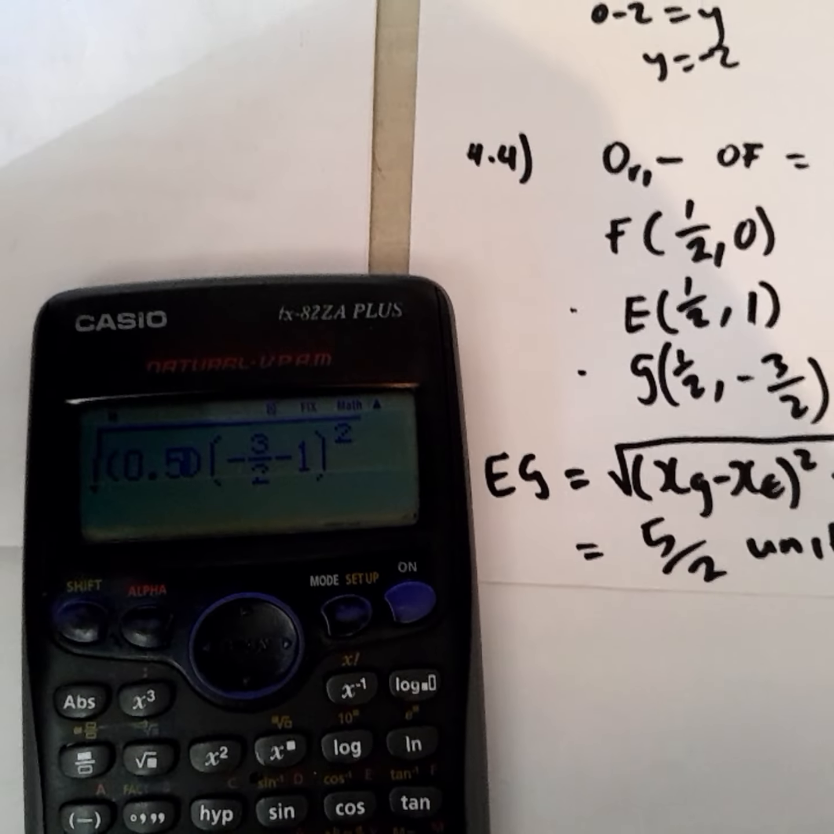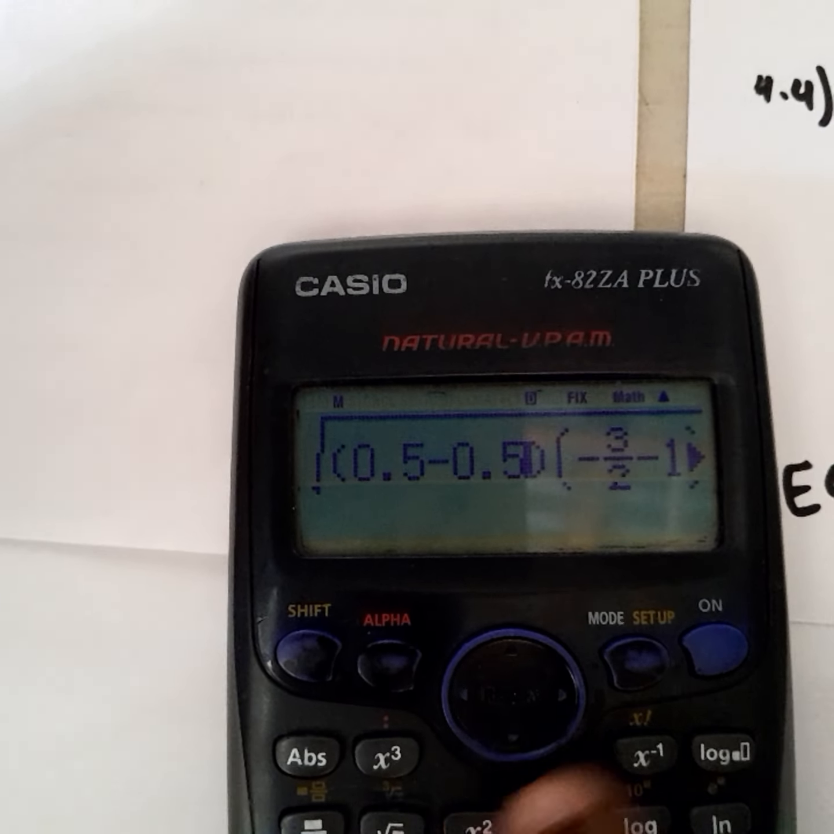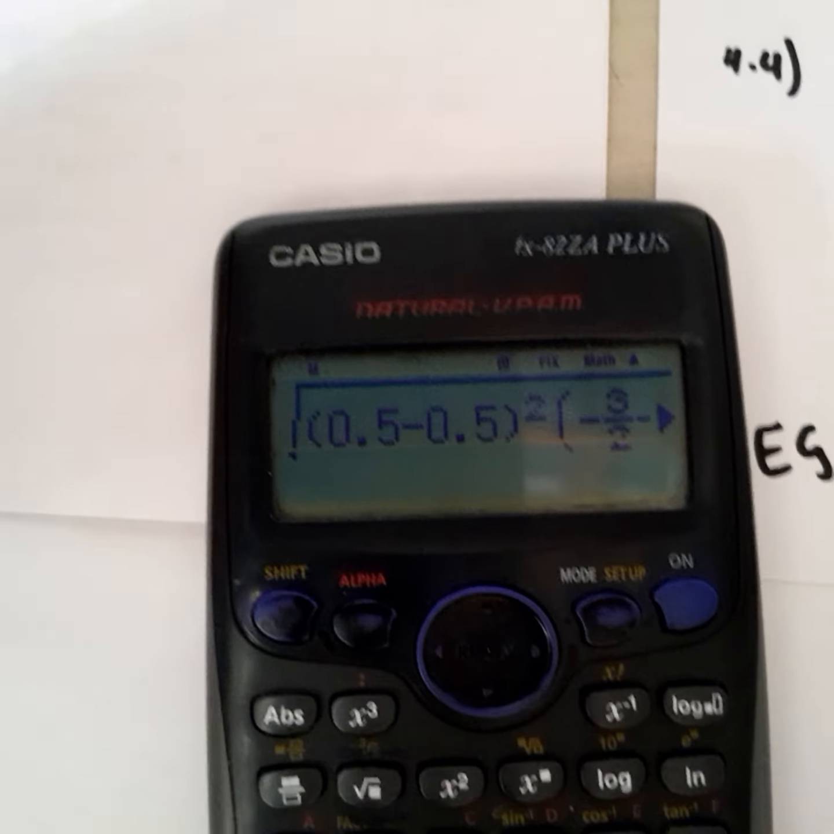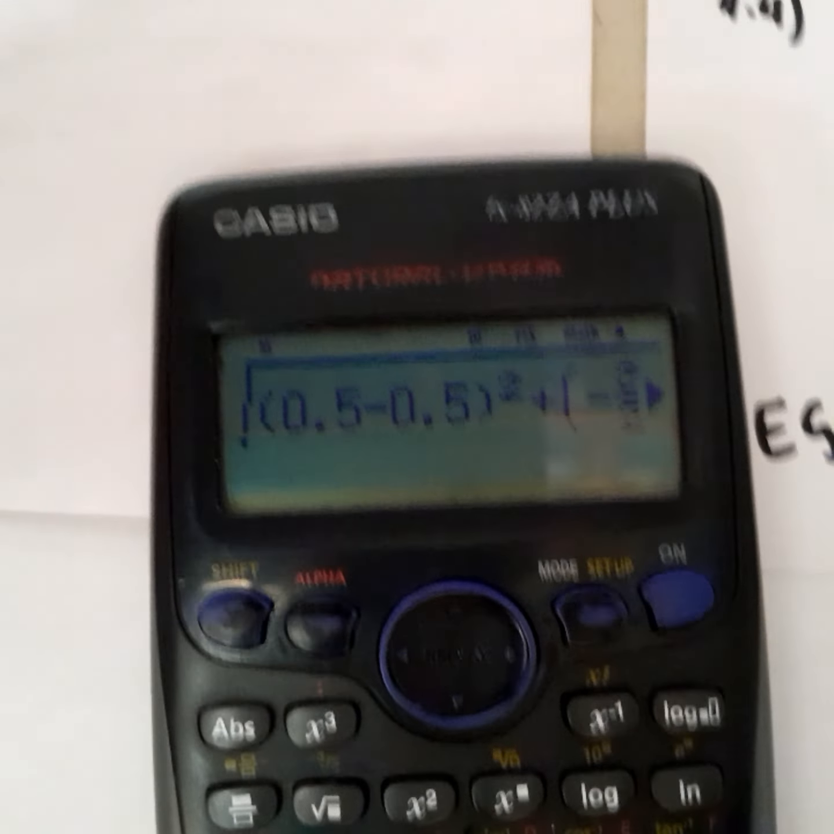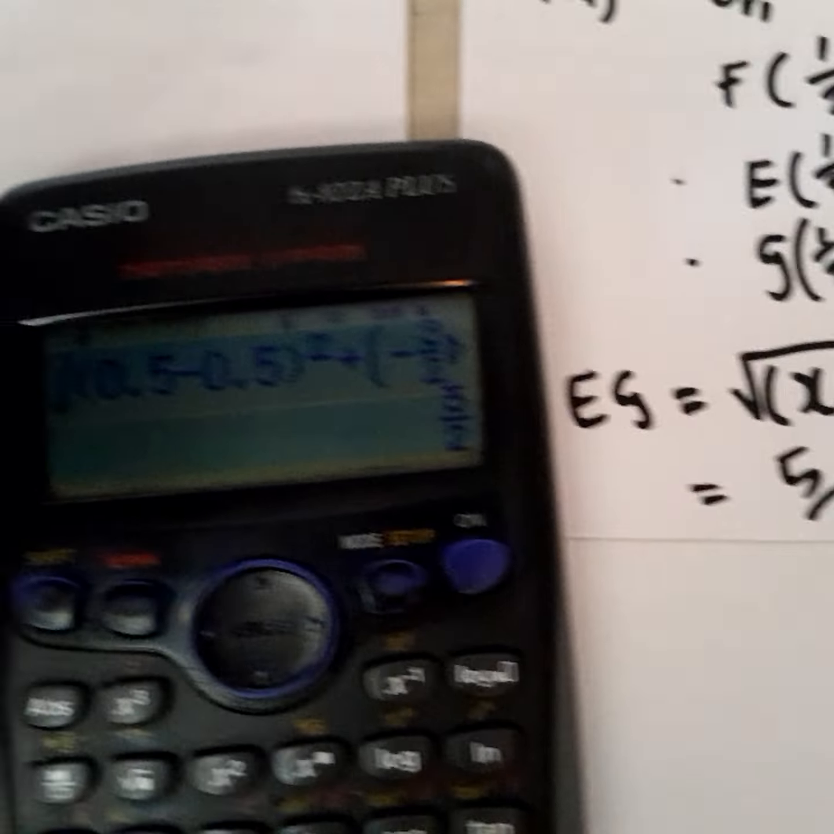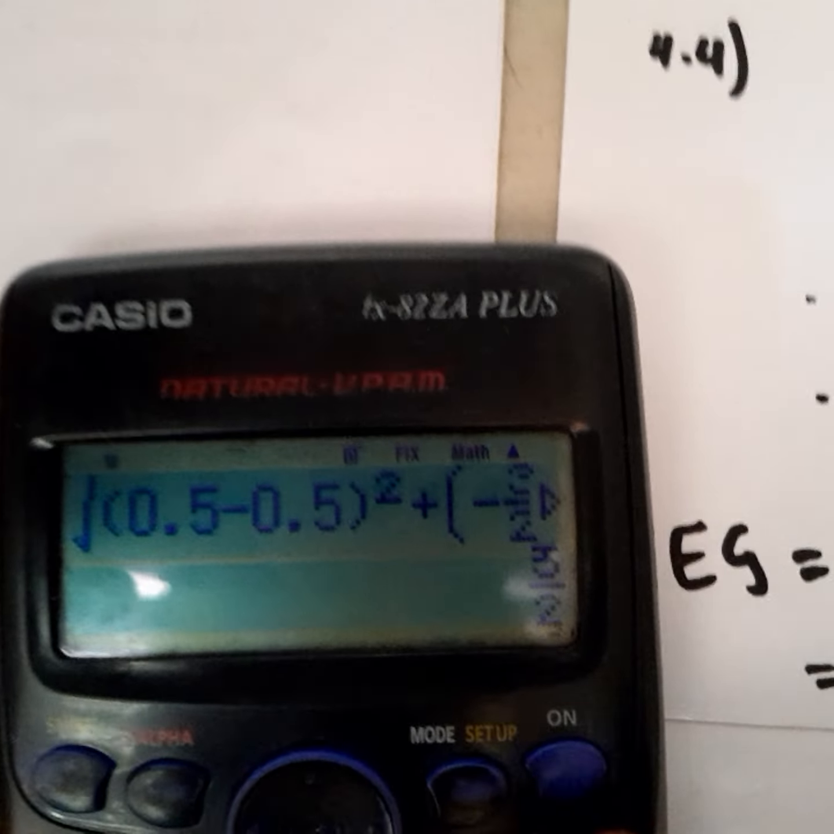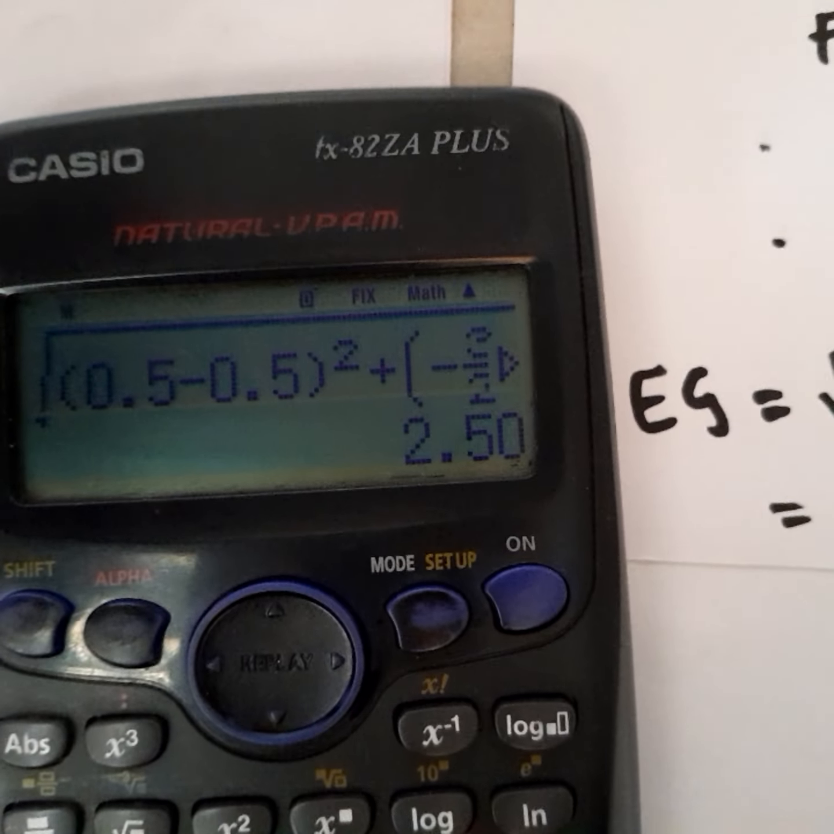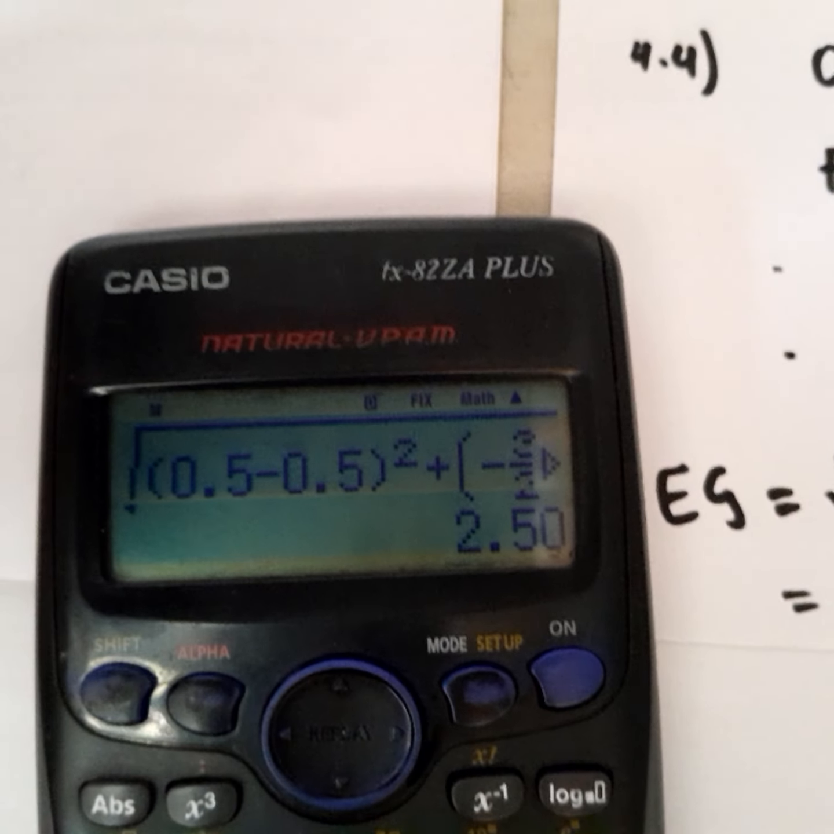0,5 minus 0,5 squared. Yeah, the flashlight just went off because the battery is low. Don't worry about that. It is not a train smash. So you can see the answer is more or less the same, 2,5. So it was nice doing this lesson with you.